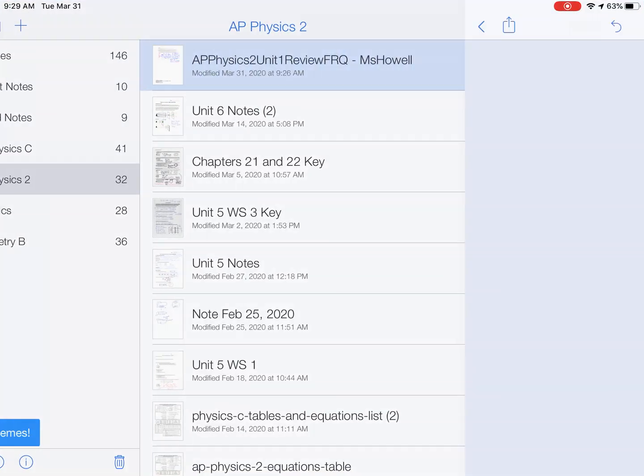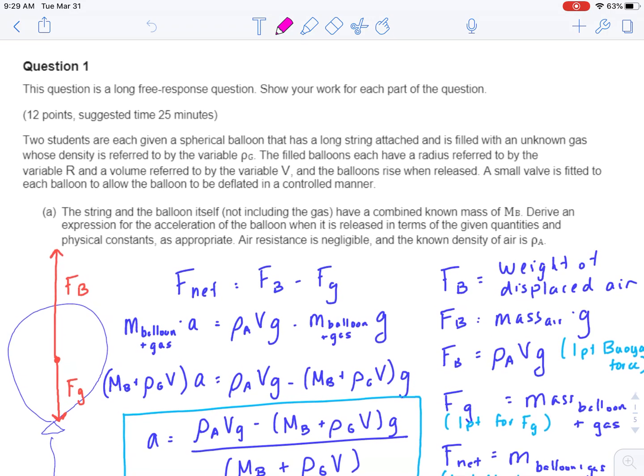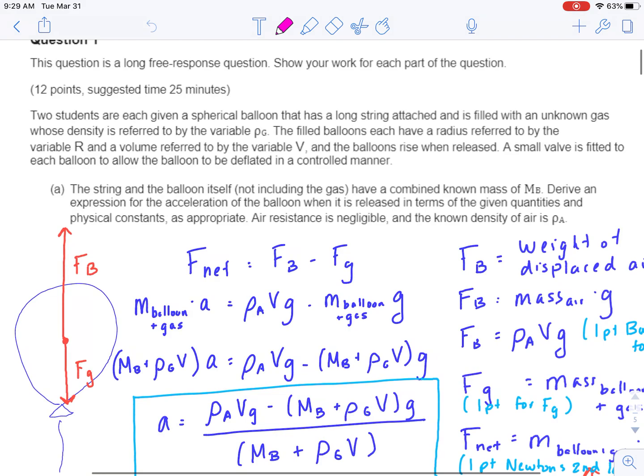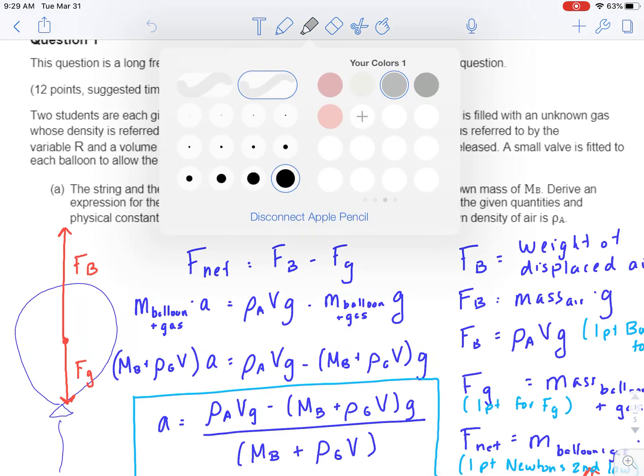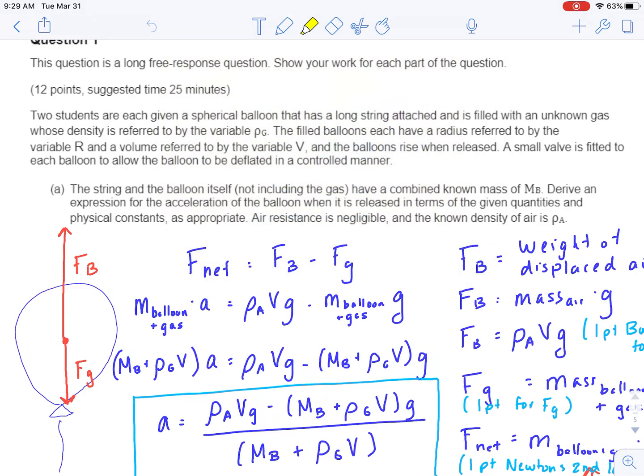Actually, I'm going to look in Notability here. There we go. So first of all, notice this first question is worth 12 points. I'll do some highlighting here. It's worth 12 points, and it's suggested that you take 25 minutes on this.